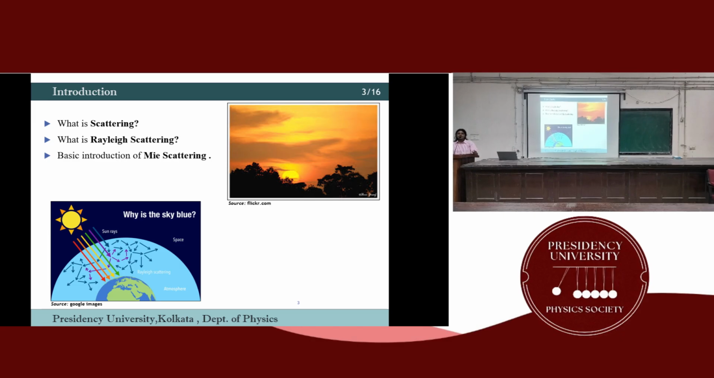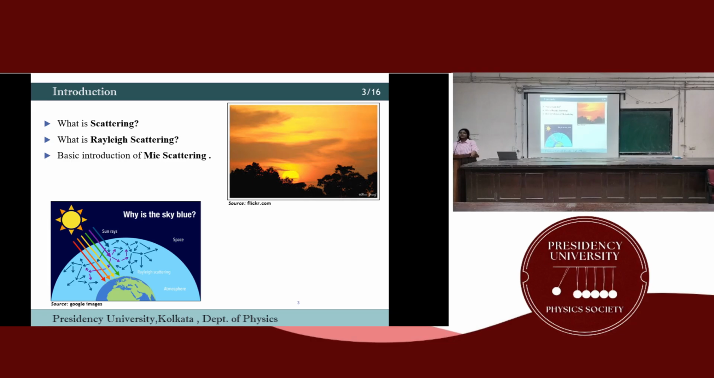There is the Rayleigh formula, which is I proportional to 1 by lambda to the power 4. Here I is the intensity and lambda is the wavelength of the incident light, and that is why we see that our sky is blue and why during sunset the sun turns red, etc.